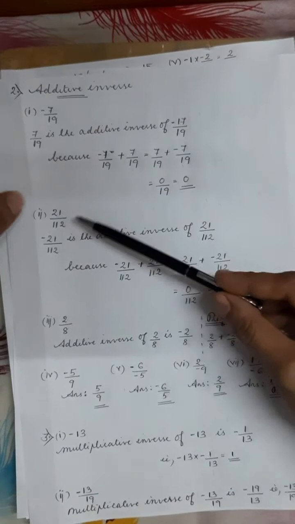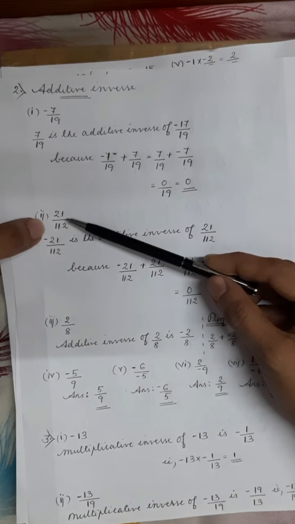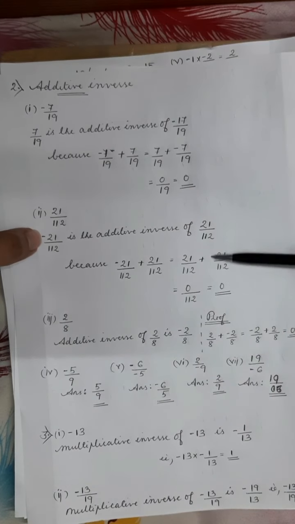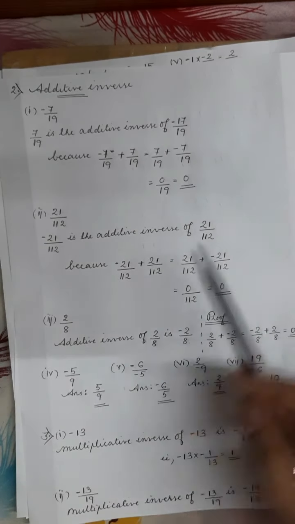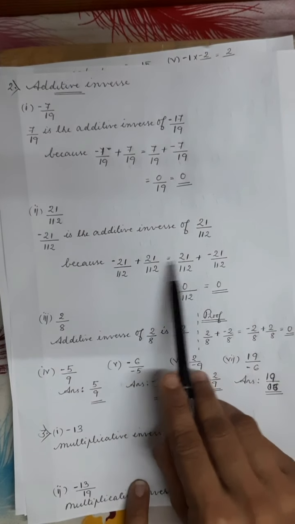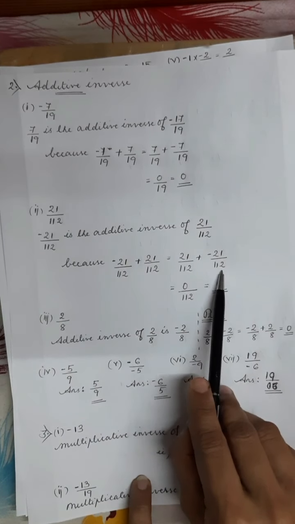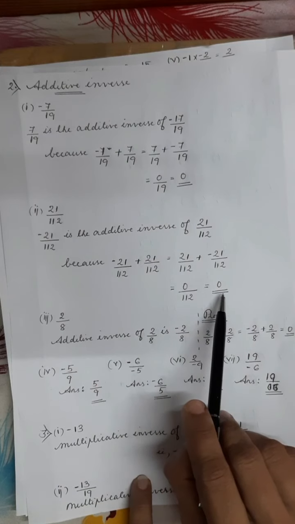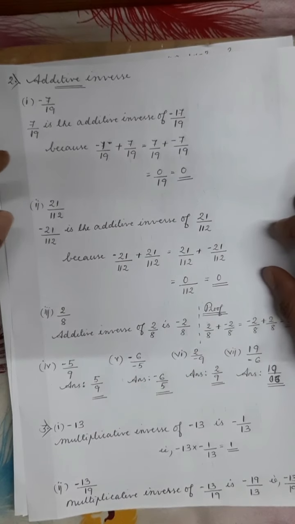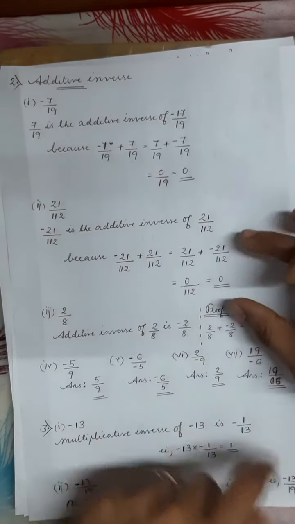Okay, next one, 21 by 112. The additive inverse of this term means negative 21 by 112. Here also you need to prove it. How to prove? Minus 21 by 112 plus 21 by 112 in any order, that means 21 by 112 plus minus 21 by 112, which equals 0 by 112, that is equal to 0. Did you understand? While doing additive inverse, first you need to write the additive inverse of the given term, then you need to prove it also.